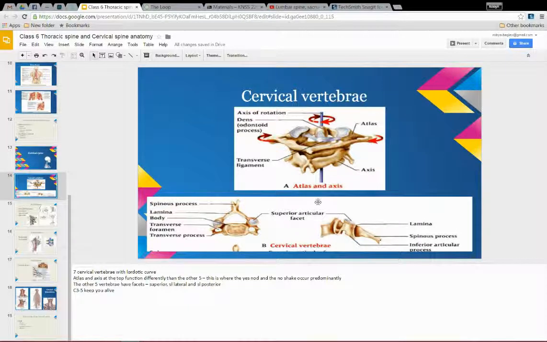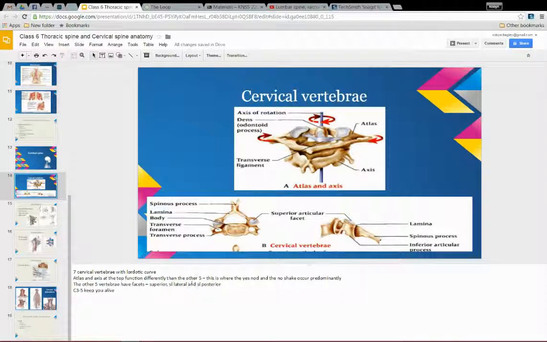The top 2, most people are familiar with: the atlas, which is C1, and the axis, which is C2. These are the vertebrae, C1 and C2, that allow you the greatest amount of rotation. This is also where little bits of nodding and shaking your head occur. So answering yes and no occur in these areas.